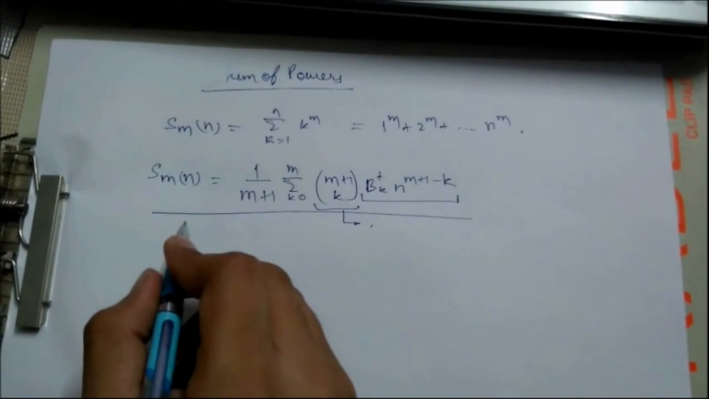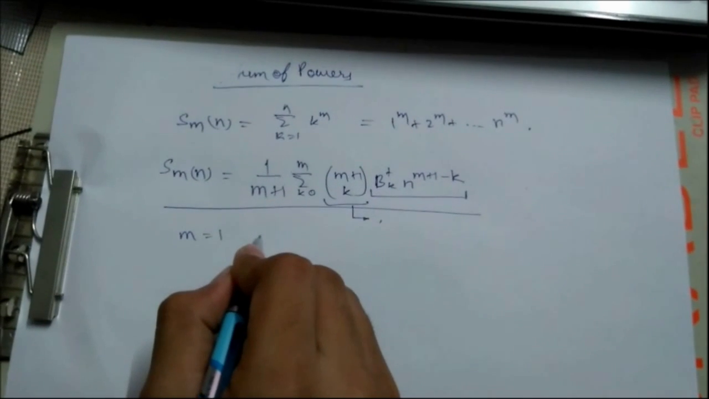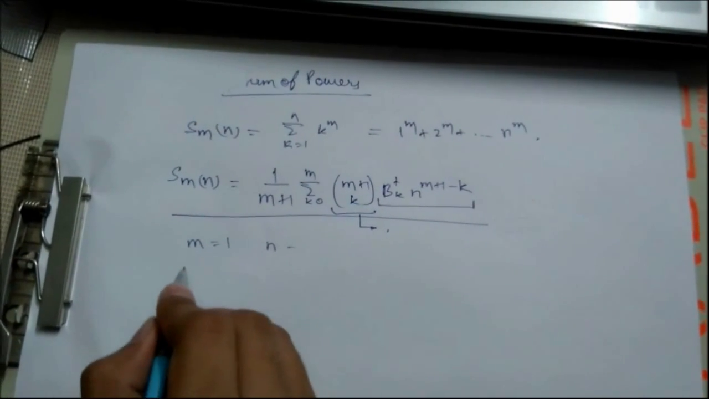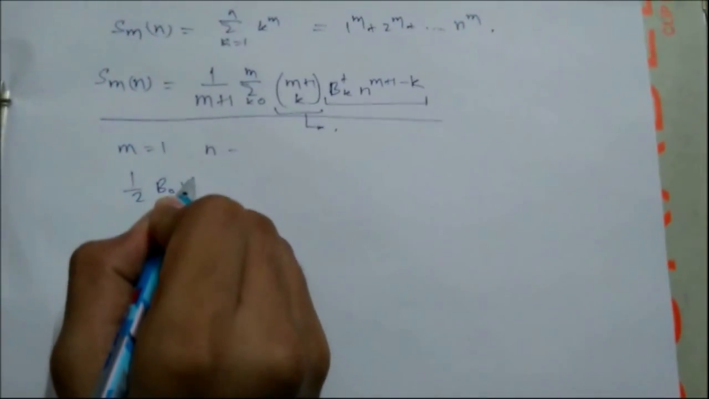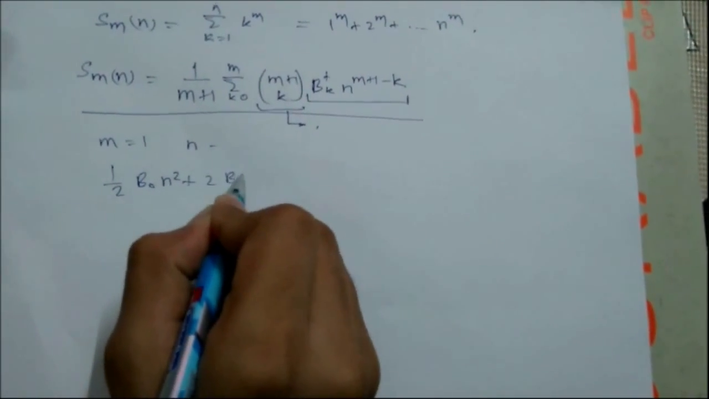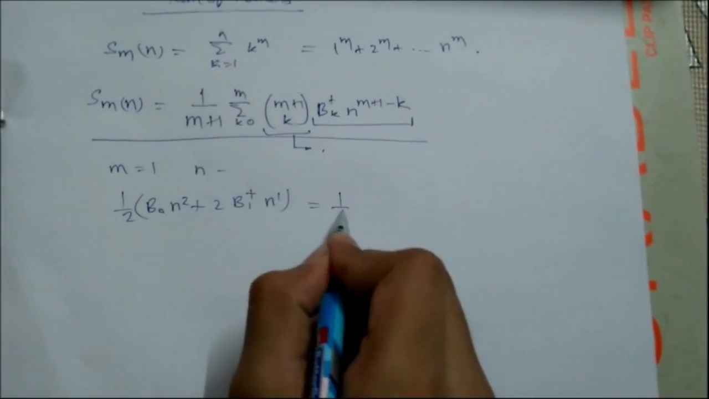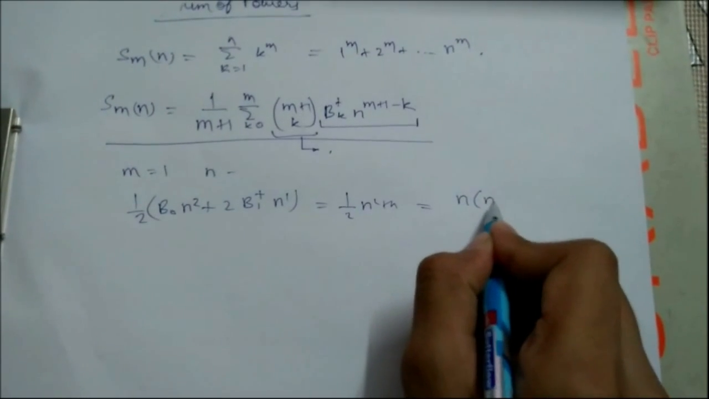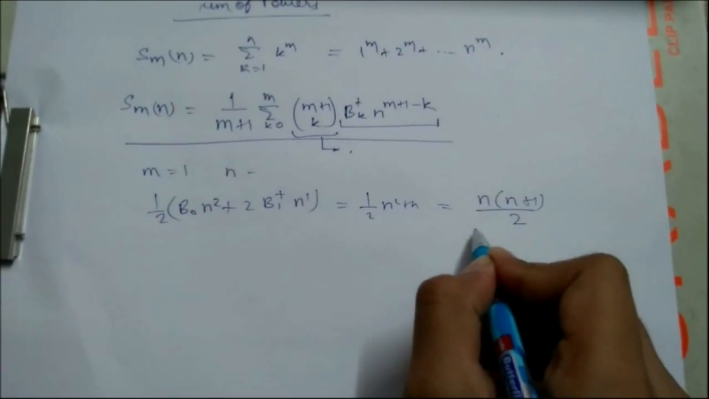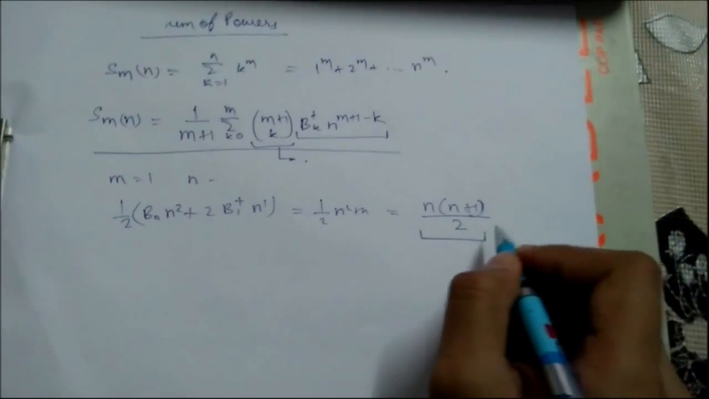If we test the formula for m equal to 1, it becomes 1 by 2 (b0 n square plus 2 b1 n) equal to half n square plus n, this is the general sum of natural numbers till n as we know it.